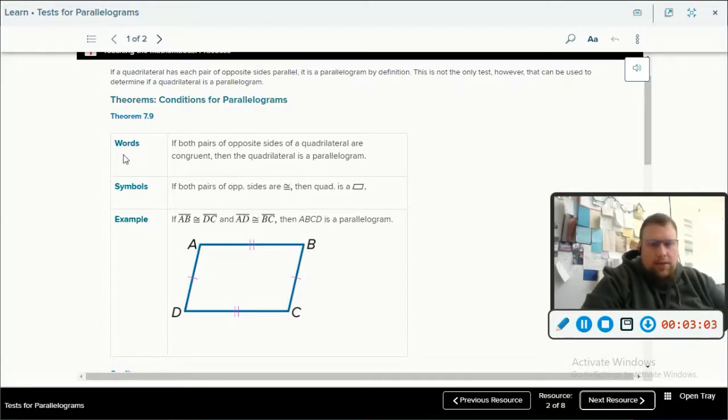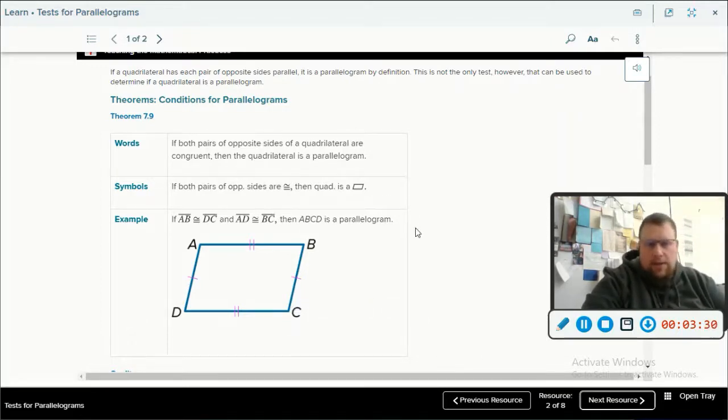And here's what we're saying. We're going to do 7.9, 10, 11, 12, maybe. I think we have 4 more theorems. So 7.9: if both pairs of opposite sides are congruent, then the quadrilateral is a parallelogram. So we're saying if opposite sides are congruent, like AD is congruent to BC and AB is congruent to DC, then we know this whole thing is a parallelogram and all the properties of parallelograms apply, which is awesome.